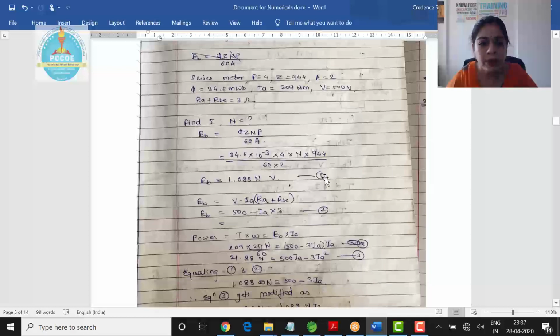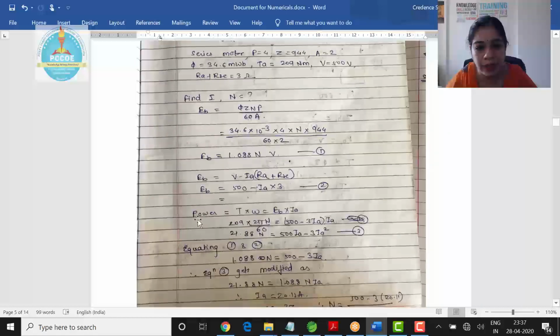Okay. So here we don't have the speed. So we have calculated EB in terms of the speed, and now we are getting EB equal to this. So from equations 1 and 2 I can write, I will use those equations afterward. First we write the formula for the actual power that is going to convert into mechanical. So T omega is equal to EB into I. What is the torque given? 209. What is omega? 2 pi N upon 60, but N is unknown, is equal to EB into I. What is EB? 500 minus 3 into I, into I.